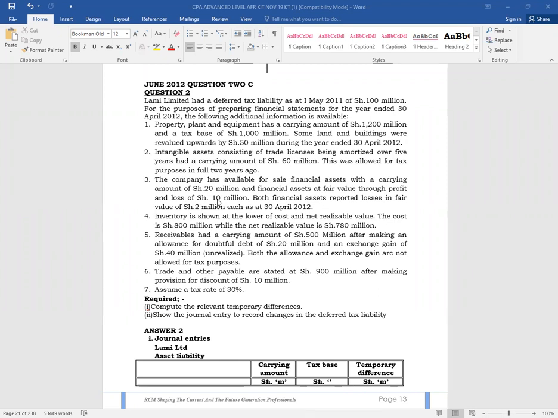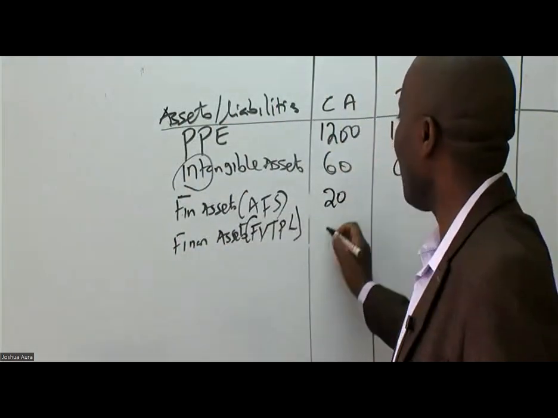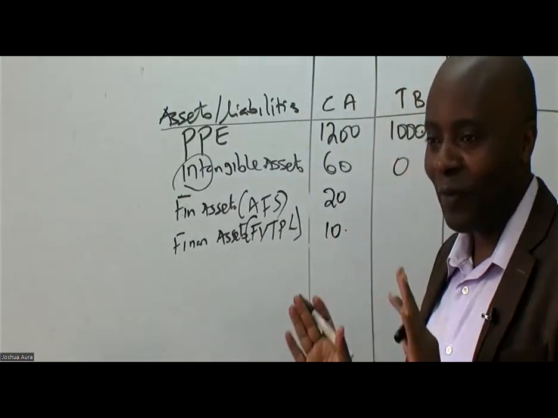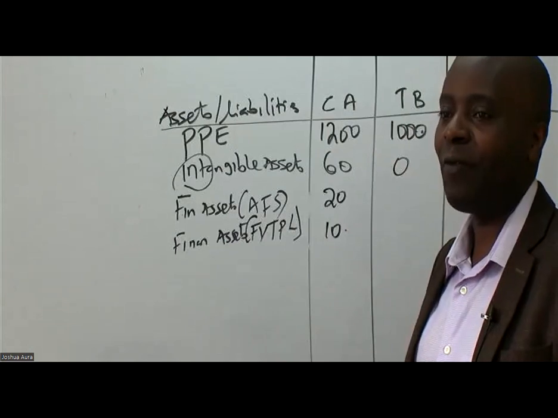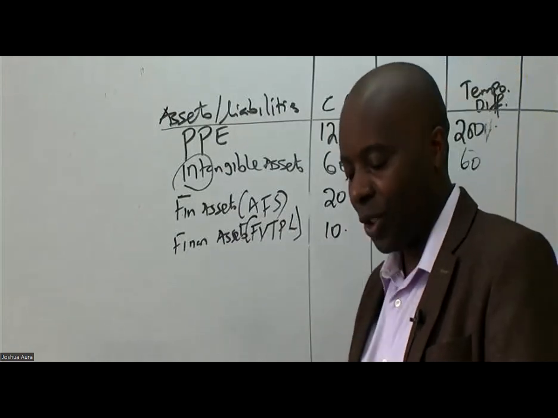So fortunately, they have given me the carrying amounts of the two assets. So 20 versus 10. These are the carrying amounts of these two types of financial assets. Great. Let's continue reading the question.